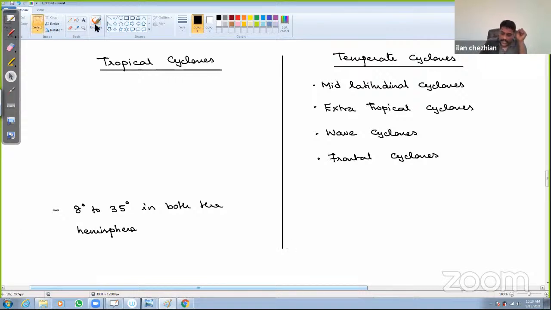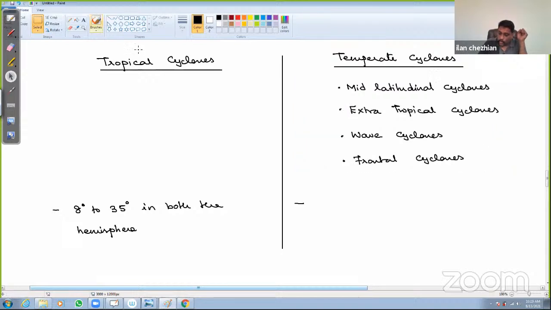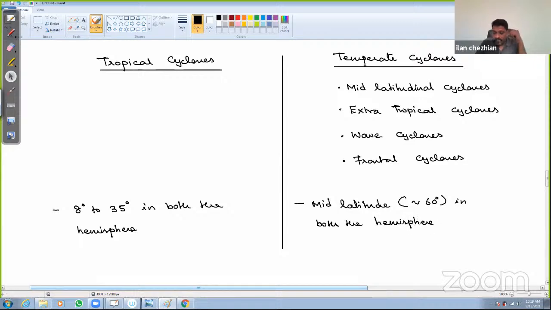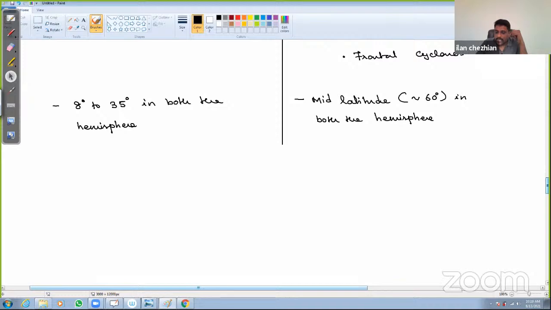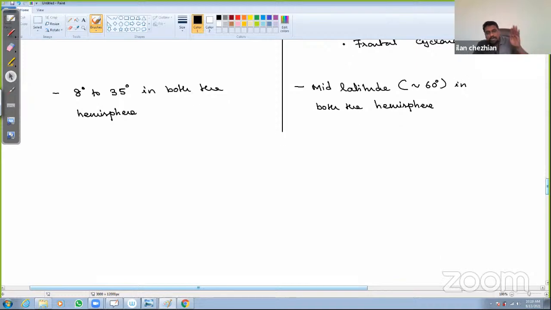Temperate cyclones, where exactly do they have their effect? They are confined to mid latitude. What is this mid latitude? You know, right, my dear friends? This is somewhere around 60 degree in both the hemispheres. Basic difference, locationally: temperate cyclones happen in temperate latitudes, tropical cyclones happen in tropical latitudes. Number one.